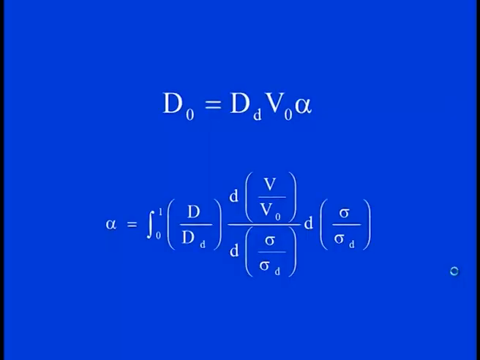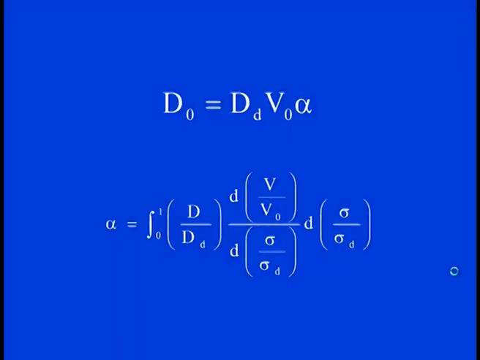And when this is there, we can say that D0 is nothing but equal to Dd into V0, the original volume, into alpha, where alpha is the coefficient which can be computed right from the integral 0 to 1 of D by Dd, the ratio of specific damping to the damping when it reaches the maximum value, the peak stress, into the variation of dV by V0 and d sigma by sigma d. So now this ratio is clearly showing the relation between the volume changes and the stress changes right from original to the peak value, when we are computing d sigma by sigma d.